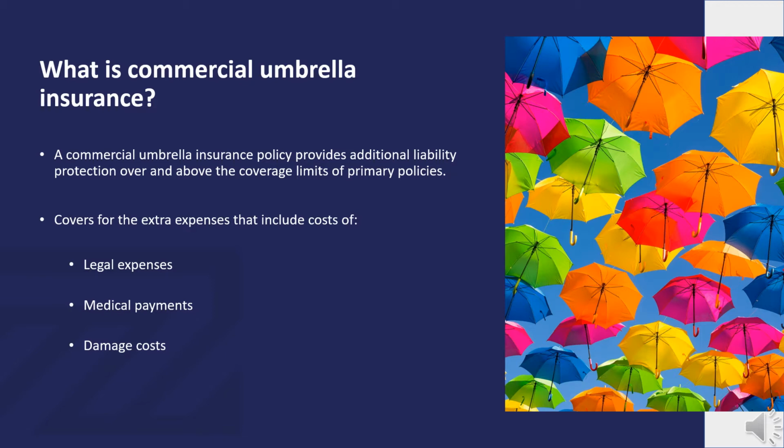Well, it is a policy that provides additional liability protection over and above the coverage limits of primary policies. When the cost of claims exceeds your policy limits, an umbrella insurance policy can add an extra layer of coverage. Therefore, the extra expenses will now be covered by the extra layer of coverage. The extra expenses could include costs such as legal expenses, medical payments, and damage costs.